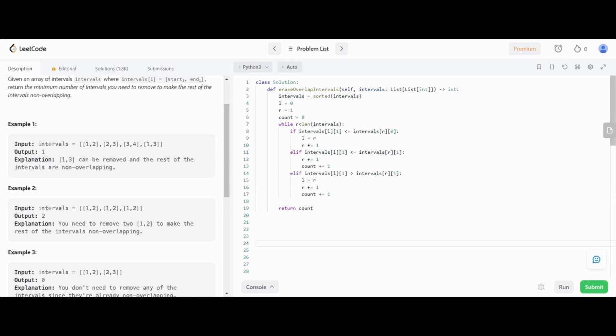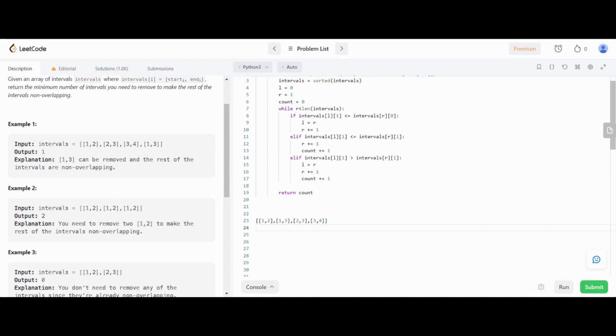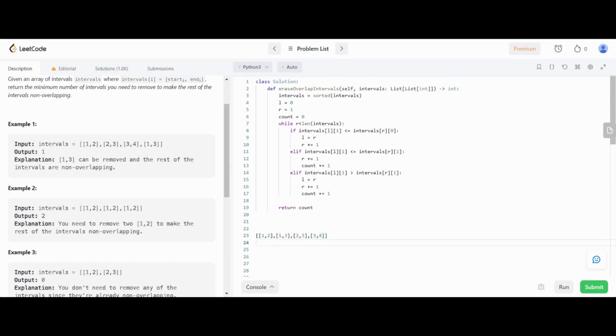Now what we're going to do over here, let's dry run an example. To dry run an example, let's take this example over here, and we'll take the sorted version of it. When we take the sorted version of it, we'll keep two pointers, L and R.